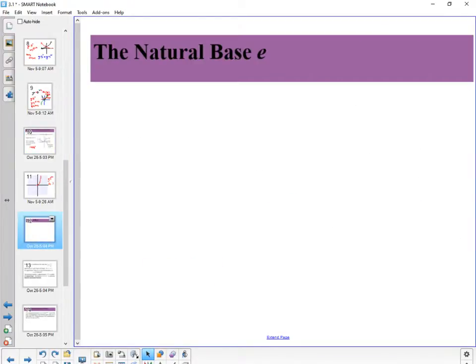Natural base E. You guys remember logarithms? Yeah. And we use that then sometimes. So for starters, you just want to make a note. E in math is going to be a number, and it's approximately 2.71. 2.71. Okay.